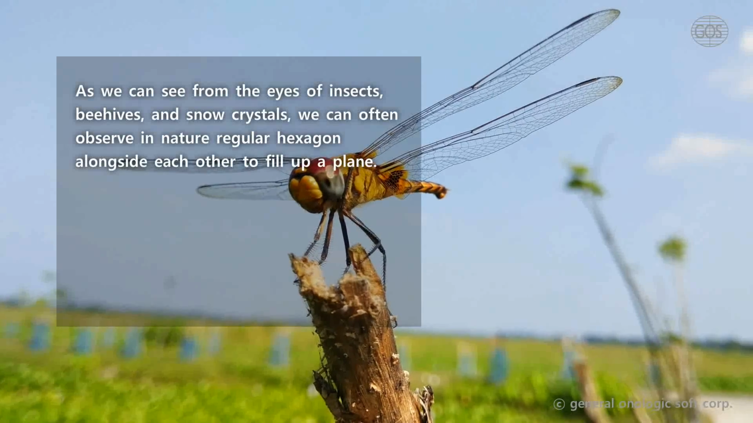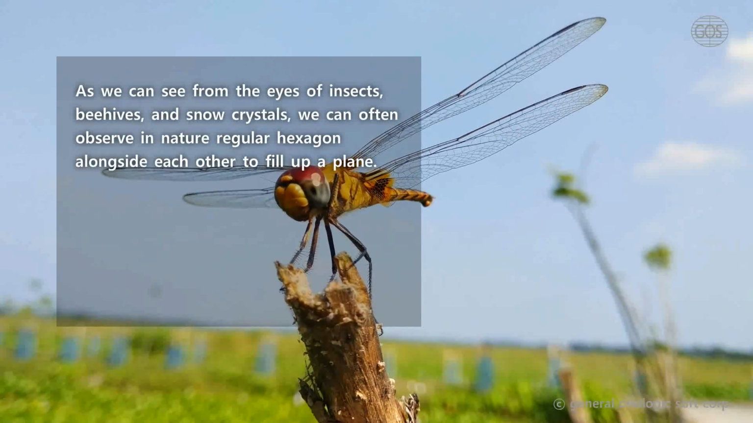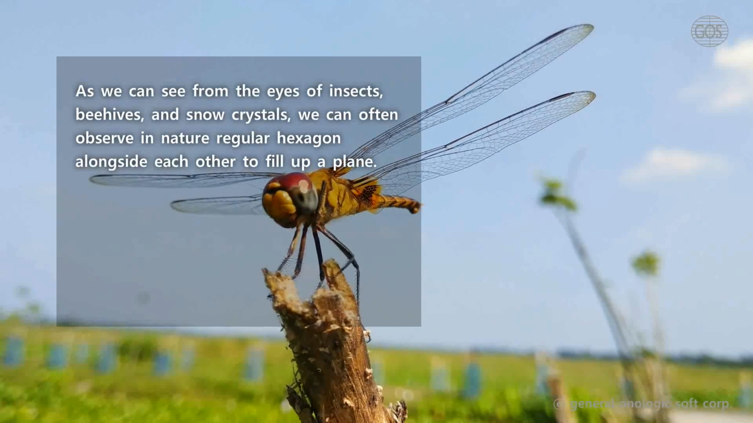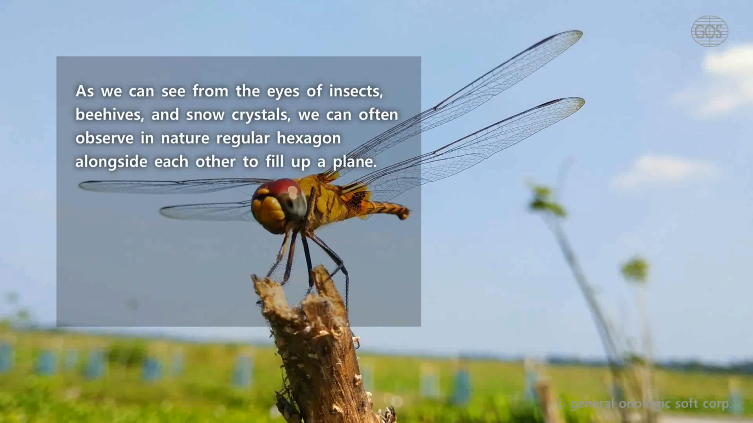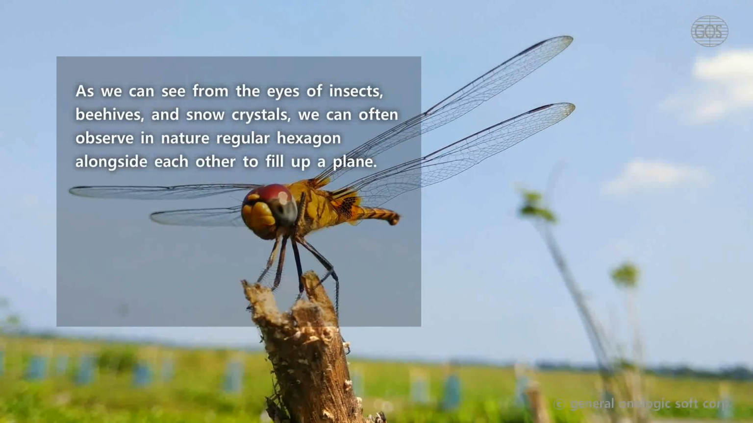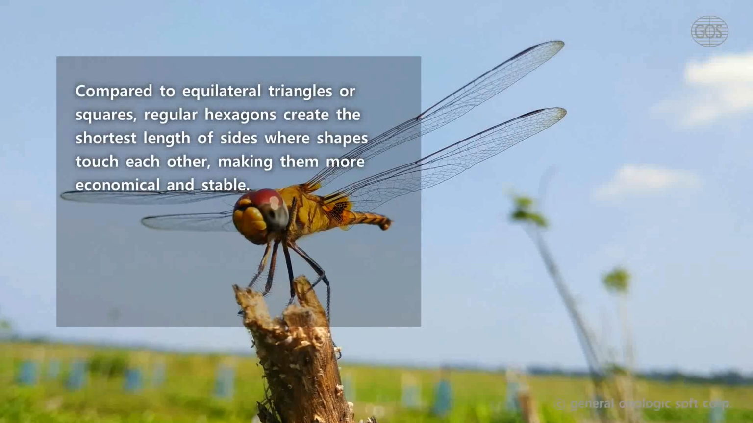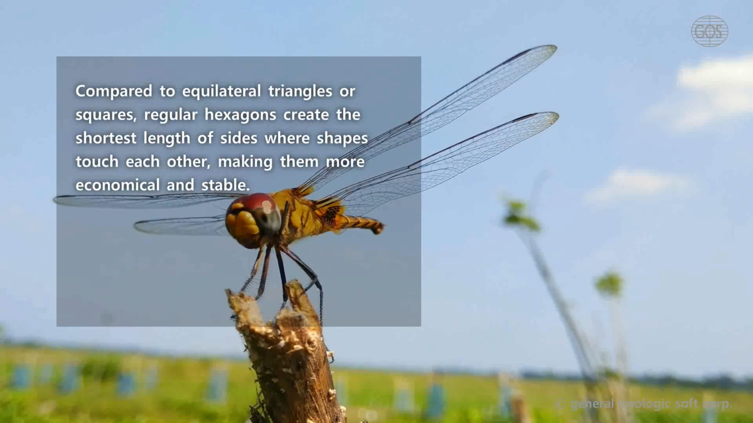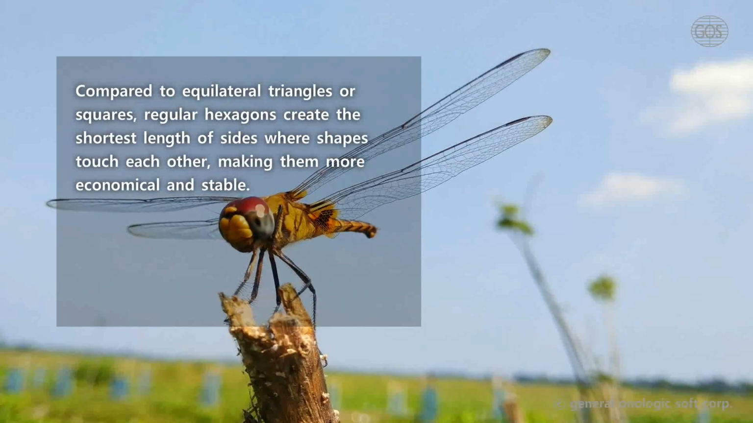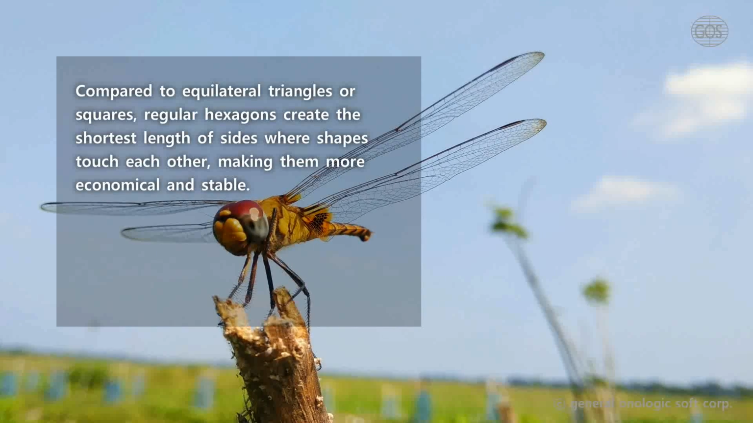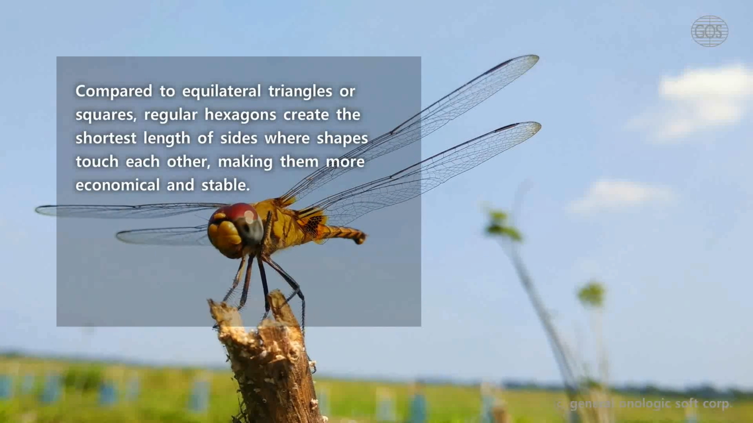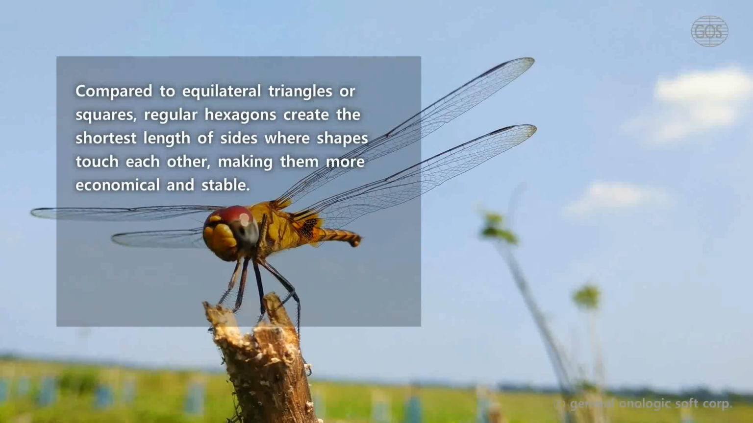As we can see from the eyes of insects, beehives, and snow crystals, we can often observe in nature regular hexagons alongside each other to fill up a plane. Compared to equilateral triangles or squares, regular hexagons create the shortest length of sides where shapes touch each other, making them more economical and stable.